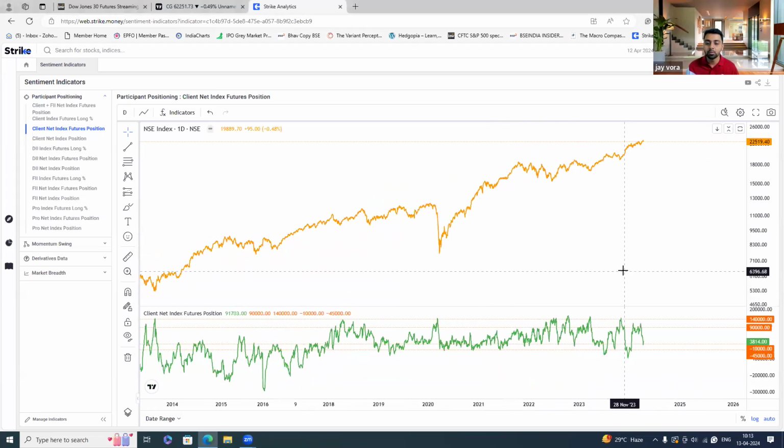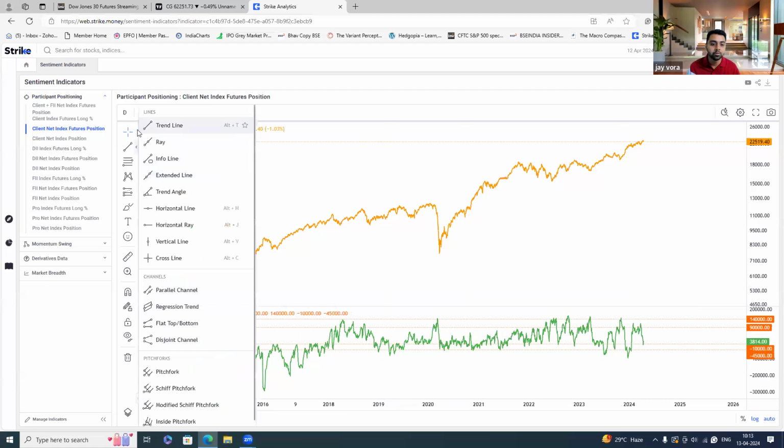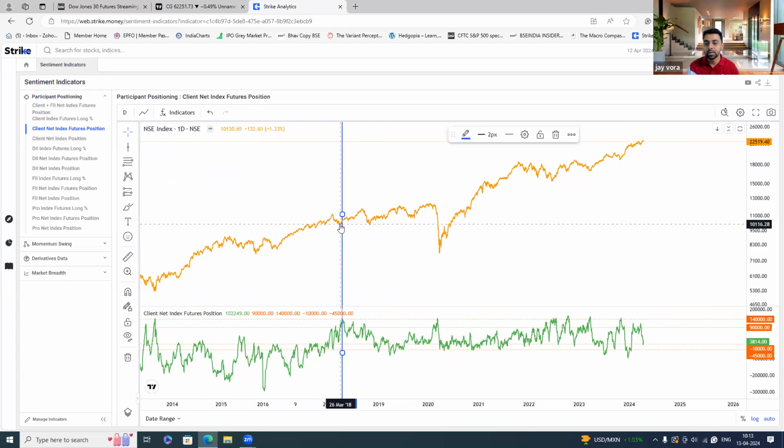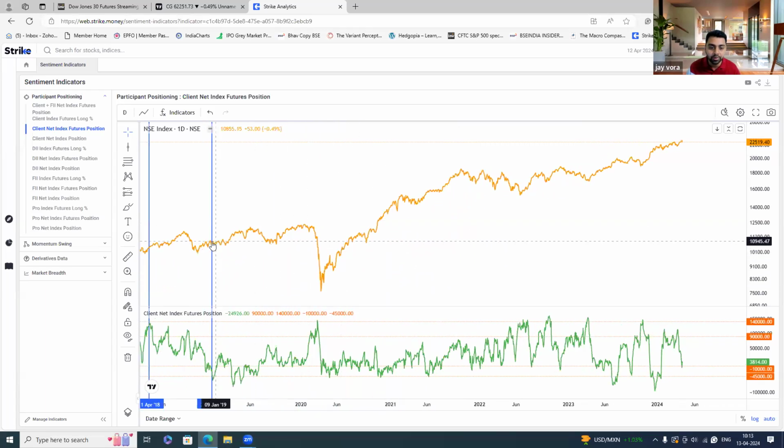Let us look at some examples over here. Let me use vertical lines for better understanding. You can see from 2018 onwards, this is where the clients had a long position of somewhere around 1,27,000 or so. That's where the market bottomed. Once they had this position over here, we did get a short-term sideways consolidation, which lasted for a few weeks or so.